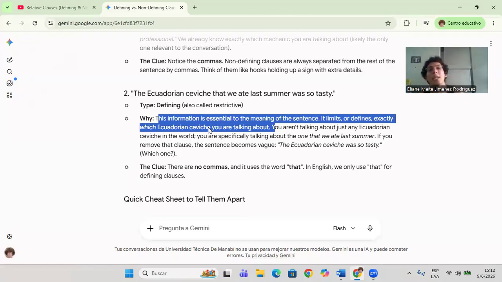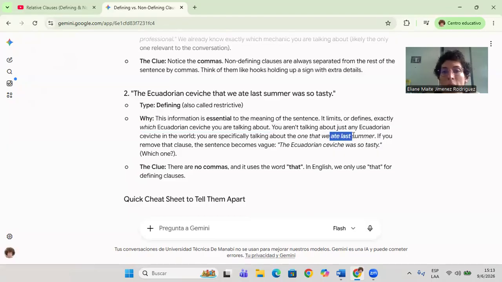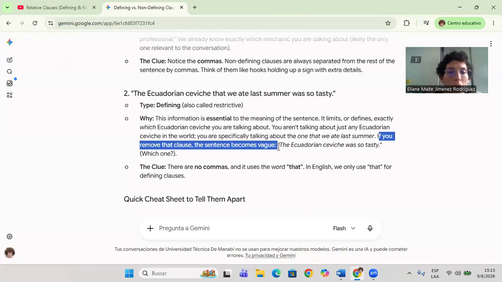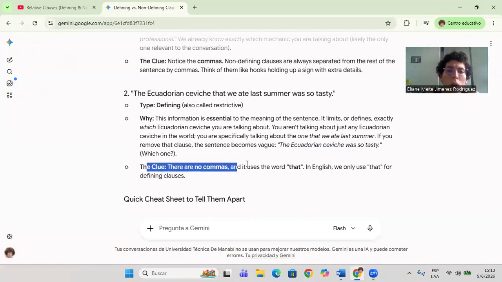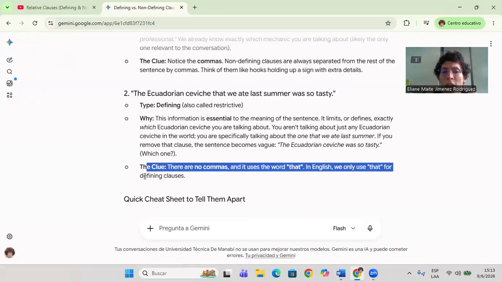That is the reason you aren't talking about just any Ecuadorian ceviche in the world. You are especially talking about the one that we ate last summer. If you remove that clause, the sentence becomes vague. The Ecuadorian ceviche was so tasty. Which one? That question is left. Clue: there are no commas, and it uses the word that. In English, we only use that for defining clauses.